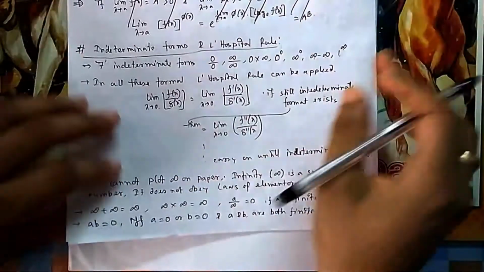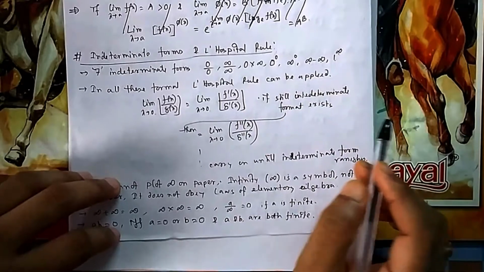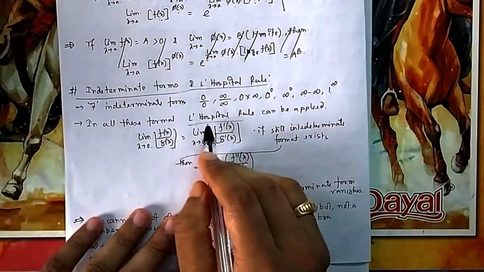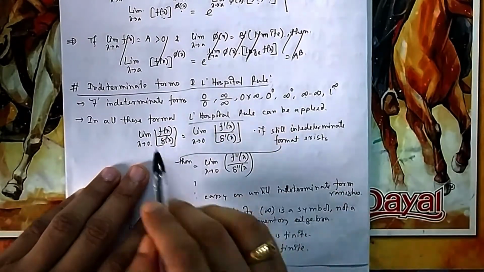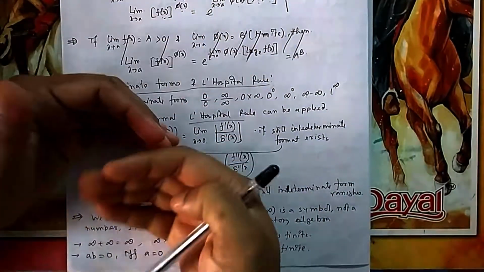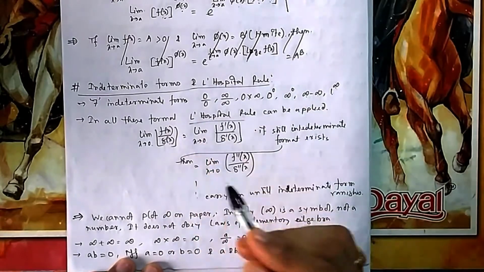So for any of these indeterminate formats, 1, 2, 3, 4, 5, 6, 7, you can apply L'Hopital rule. Sometimes it is said L'Hopital rule or Hopital rule, the S is silent. So it can be applied. What is this rule? This rule says you should have a numerator-denominator format. Even if you don't have it, you have to create a numerator and denominator. Otherwise, without this format, you cannot apply this.